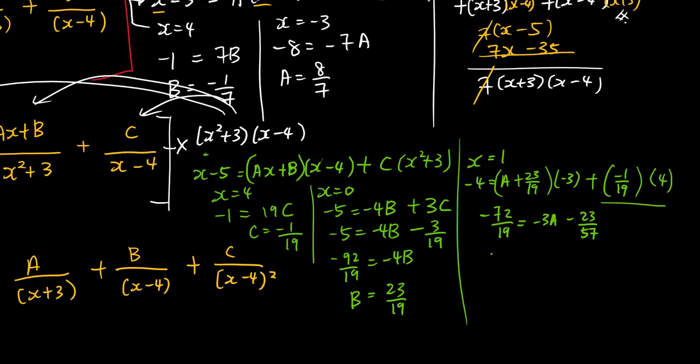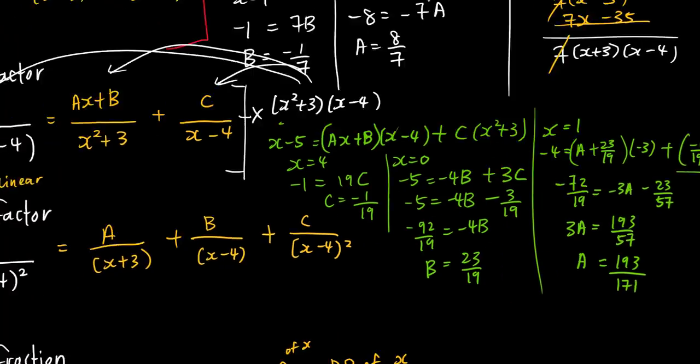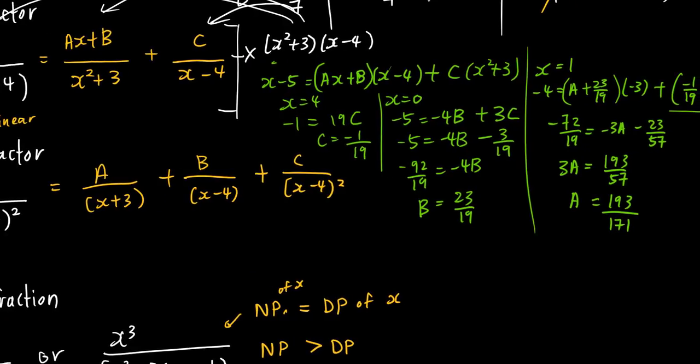Yeah, this is very messy, I know. So -23 over 57, and then I will plus 72 over 19. I just moved the thing around. So I have 193 over 57. So I got my a by dividing by 3, so a equals 193 over 171. Alright, so this is not a good example because when you insert it, it seems super messy. But let's try it out.